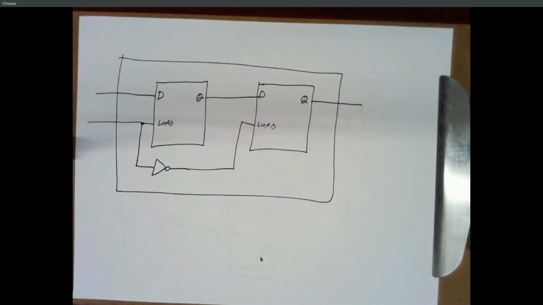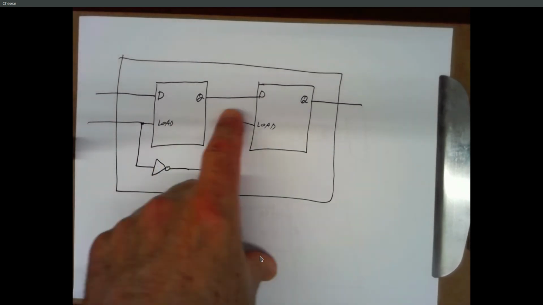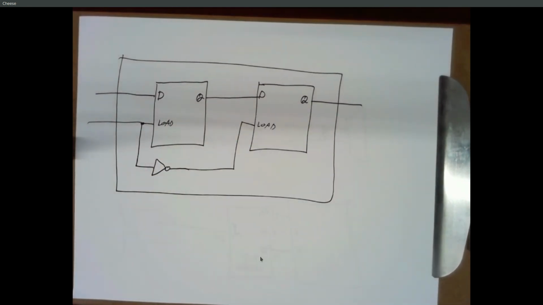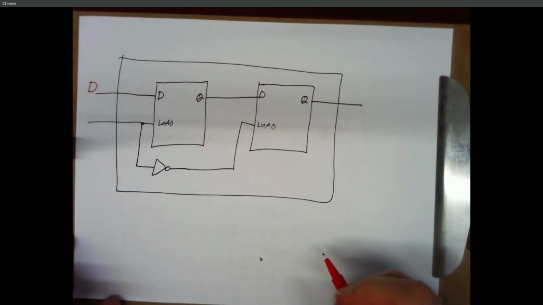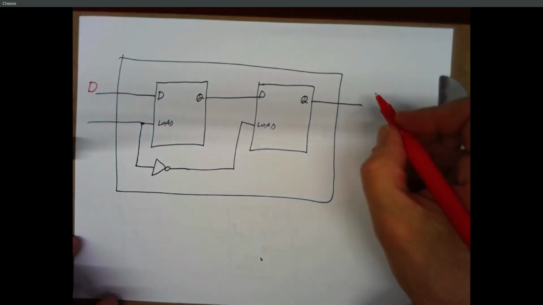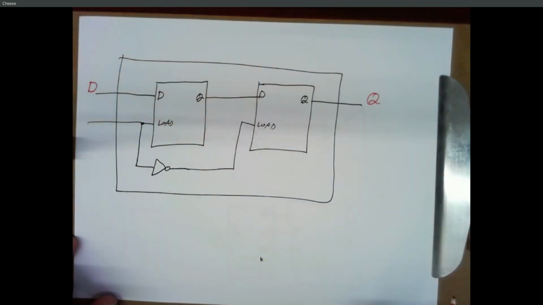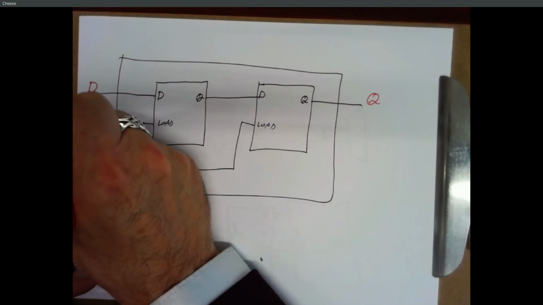So we got two plain old D latches, level triggered devices inside here. We have the output of the first one feeding the input of the second. Our flip-flop has an input D over here on the left, which feeds the first latch. It has an output Q, which comes from the second latch. And then it has an input that we're going to call clock.